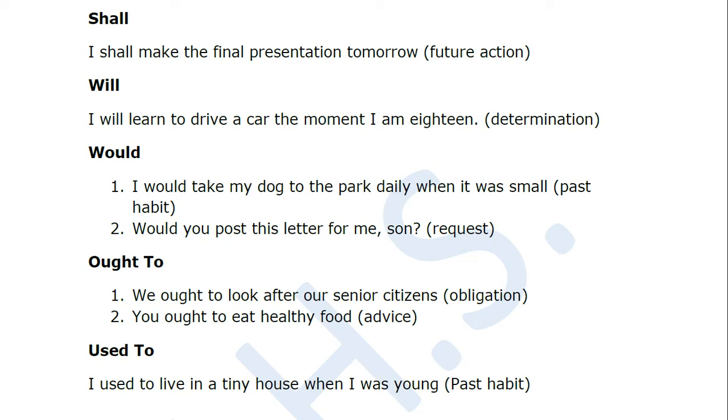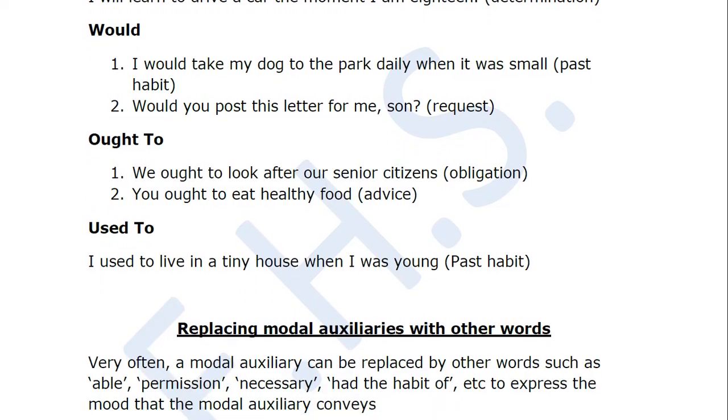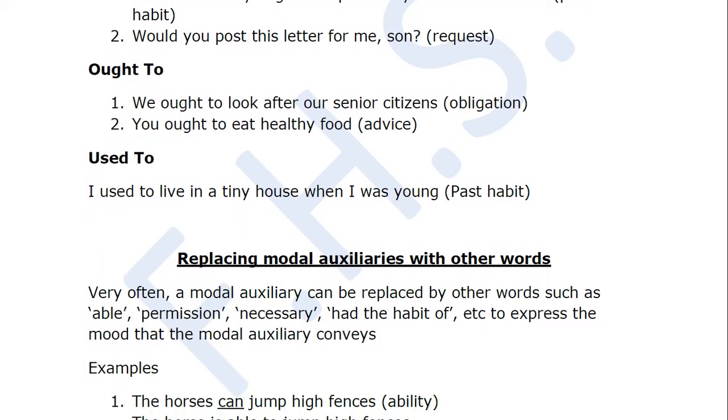Ought to. We ought to look after our senior citizens. So again, here it is an obligation, not as forcing you, but it's understood that this is what you have to do. You ought to eat healthy food. Here it's not something that you are obliged to do because no one has done a favor to you. This is you doing something for yourself, and this is advice given by someone to you so that you do something good for yourself. Okay. Used to. I used to live in a tiny house when I was young. So here they're talking about your past habit.